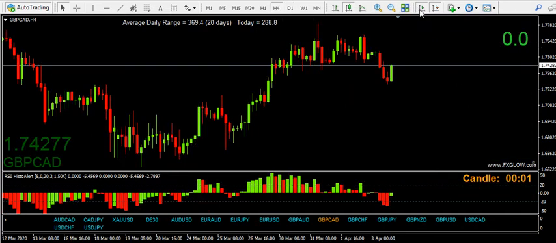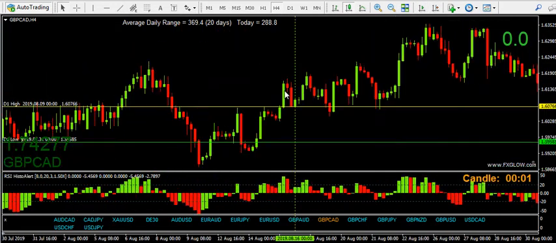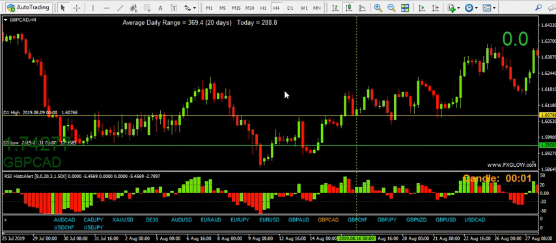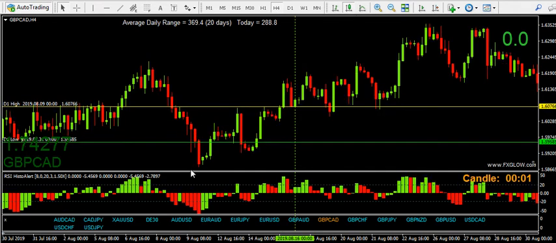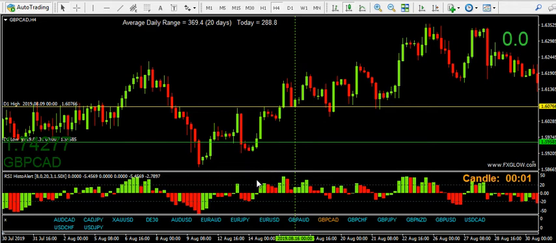Oh, I should have taken the scroll off the chart. My apologies. Here we are. So at this point here we have a possible entry to attack that level, because what can we clearly see here?